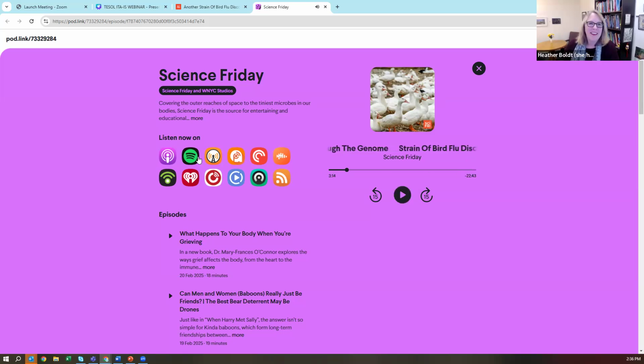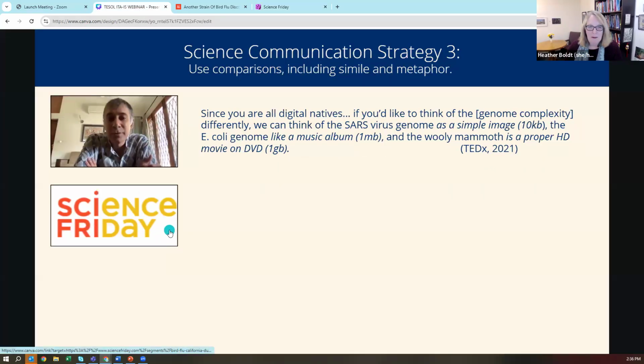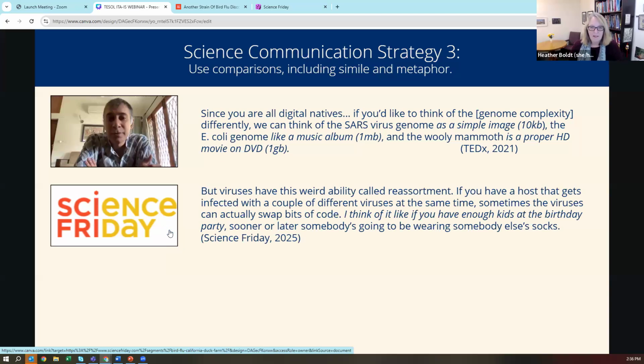Okay. So I think that is a great example, talking about swapping bits of code and then saying, I think of it like if you have enough kids at the party, sooner or later someone's going to be wearing somebody else's socks. It really stuck with me. Now I think every time I hear about a virus mutating, I'm going to think about the two viruses swapping their socks.